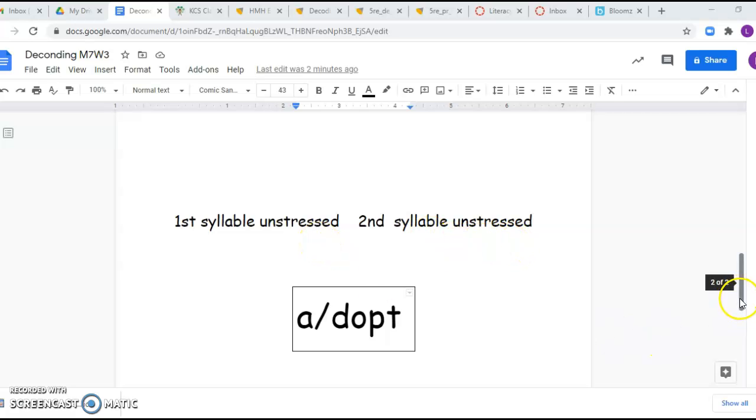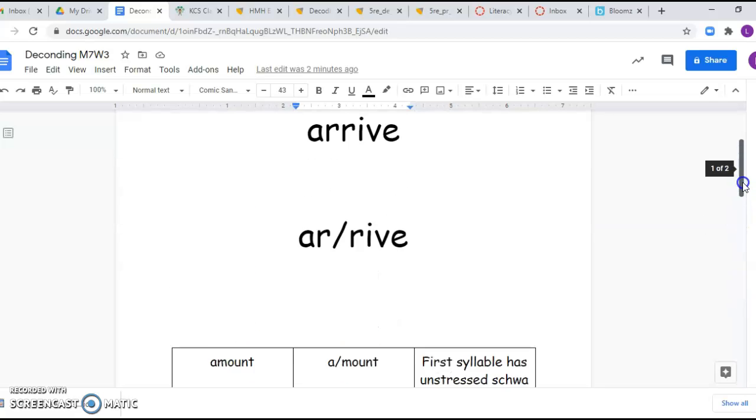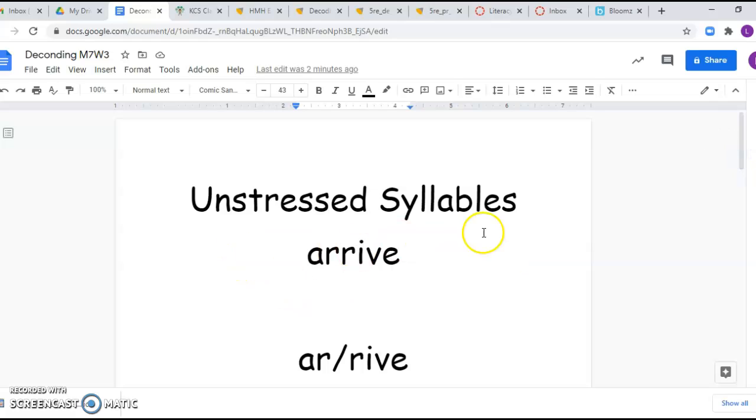So as we think about this video, let's think about what we've learned. We've learned about that schwa sound and how it is an unstressed syllable and how we can divide words up into syllables to really help us understand which one of those is unstressed with that schwa sound. And let's remember, the schwa sound can be made by any of our vowels that we have.